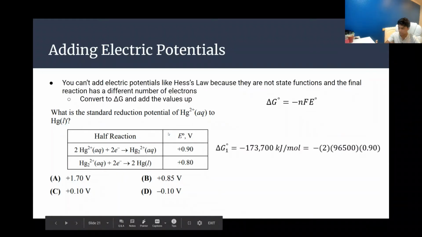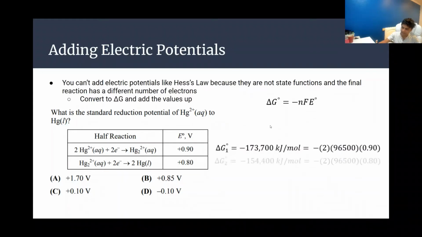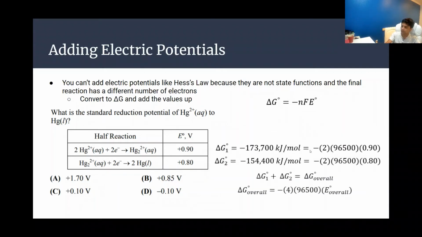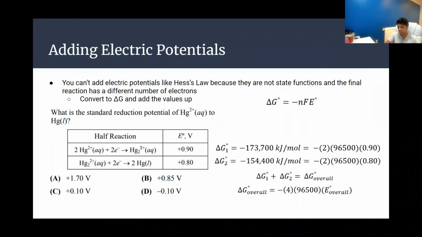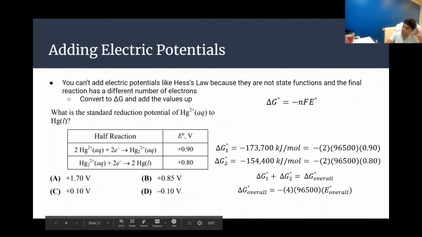So delta G1 equals this value, and delta G2 equals this value. You sum these delta G values and get your overall delta G. I haven't shown the numbers, but assume the numbers are here. Then the overall reaction from here to here will take 4 electrons, because the first step has 2 electrons and the second step has 2 electrons. So 2 plus 2 equals 4.